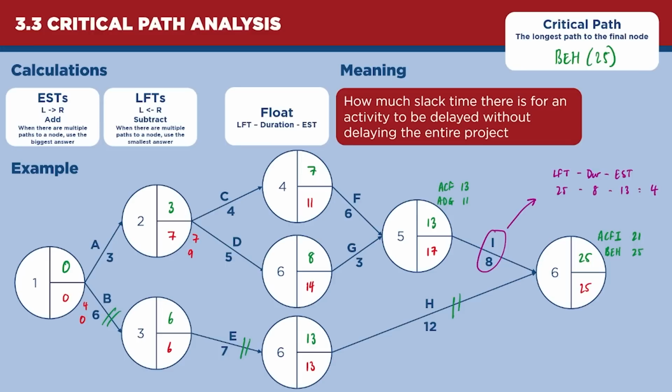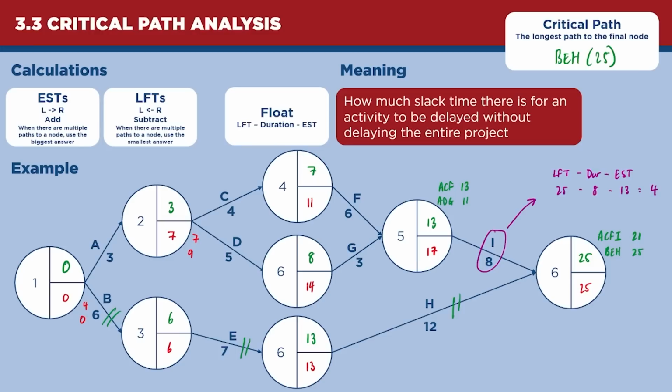B, E, and H are critical activities, which means their float time is 0. You can work that out. So if we do H, for example, 25 minus 12 minus 13 is 0. For E, 13 minus 7 minus 6 is 0. And then for B, 6 minus 6 minus 0 is 0. So you can see that works through.